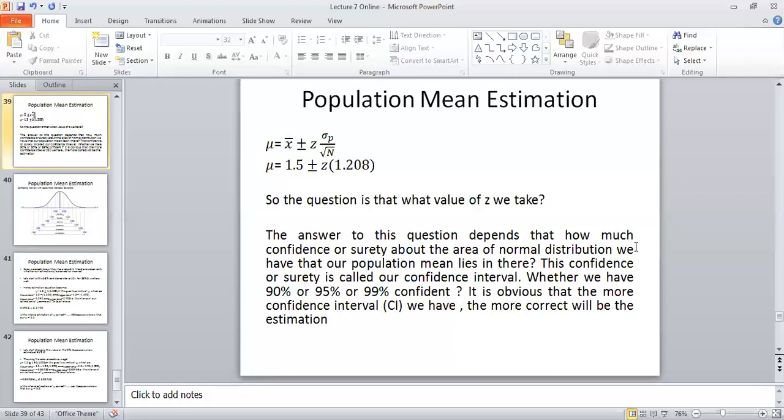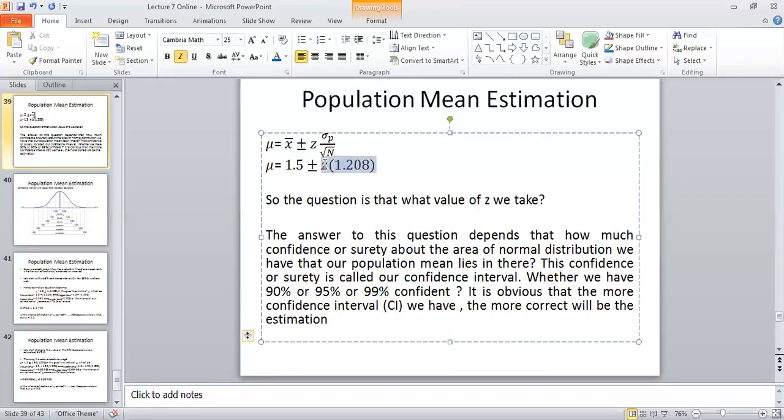Firstly, we should note that in order to obtain the z value, we need to have the area or the probability of the normal distribution, or vice versa. That is, in order to obtain the area or the probability, we should have the z values. So one of them should be known to us in order to get the other. Over here in this equation for the estimation, which I'm highlighting so that we can focus, the only thing unknown to us is the z value.